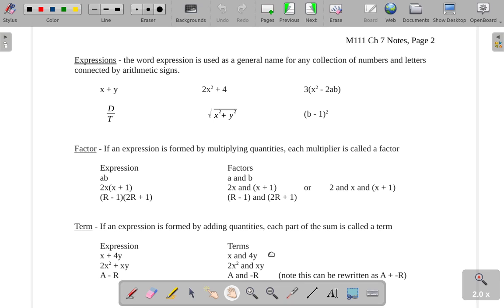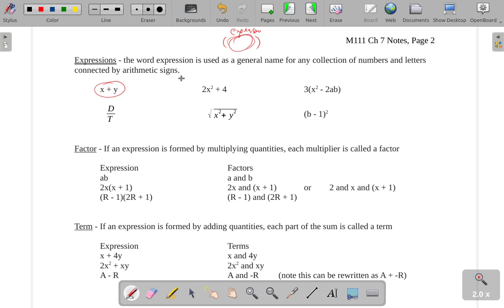When we start to talk about algebra, we start using words like expressions and factor and term. And so I'm going to take a moment now and talk about what I mean when I say these things. An expression is just, well, I was talking about in that last slide, when you put something in parentheses, you think of it as just a single number. Well, that is an expression.